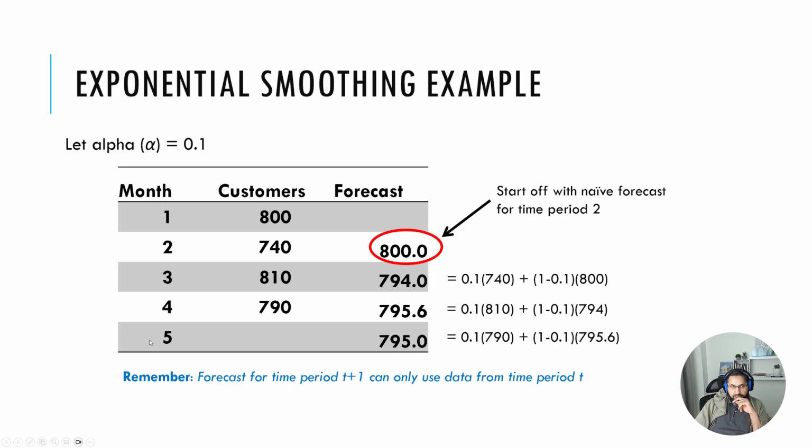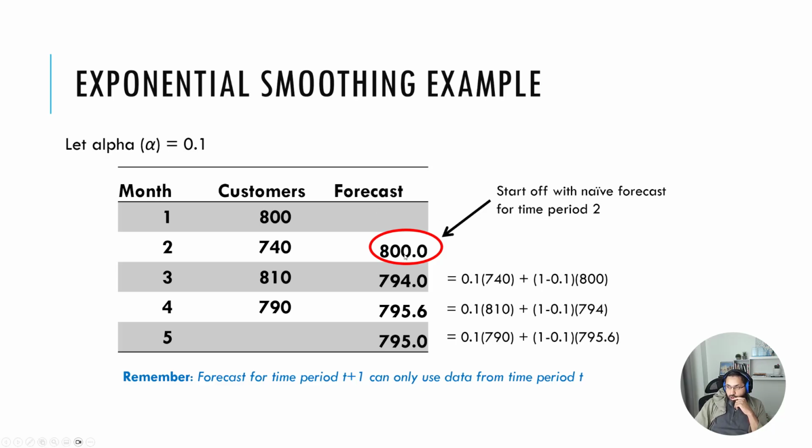We need F of t plus 1, or F of 5, the forecast for time period 5, which we don't have. So how do we get that? The forecast column would be blank initially. We'll just be given the month column and the customers column, like in a question on a homework or an exam. And the forecast column is what we are going to build out with our calculation.